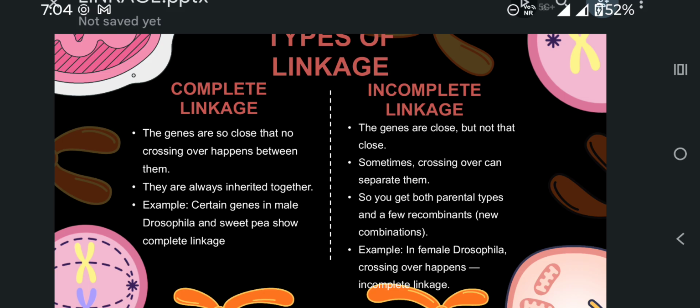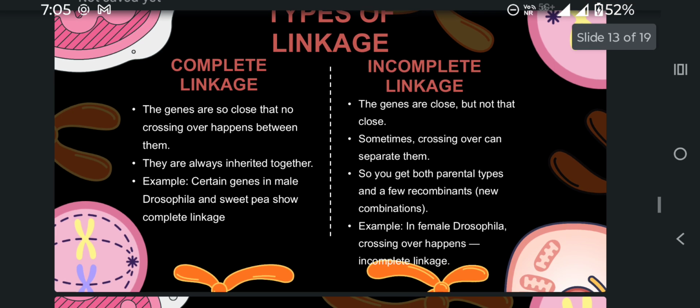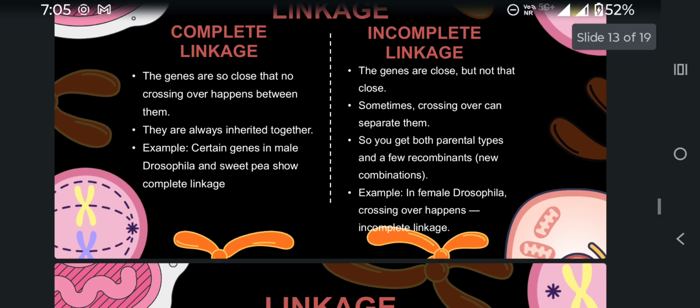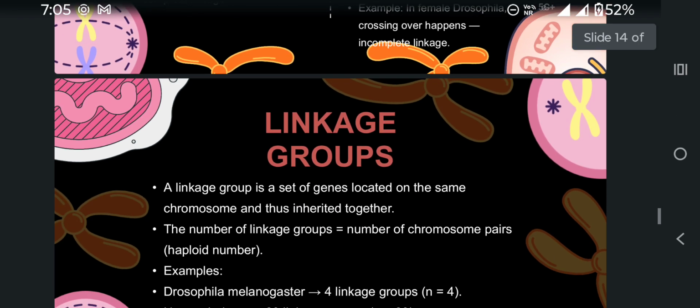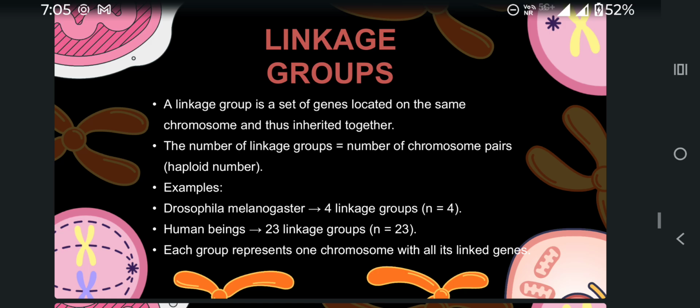Examples are certain genes in the male Drosophila and sweet pea. In incomplete linkage, the genes are close but not very close, and crossing over occurs, and crossing over can separate them. An example is the female Drosophila, where crossing over happens. So this is showing the incomplete linkage. Then you should know the linkage groups.